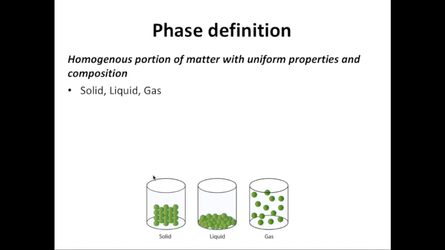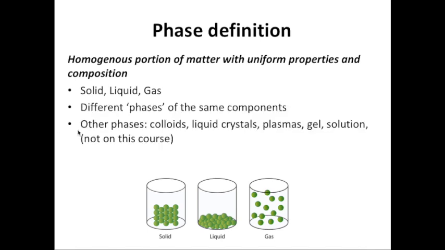So this is the picture that you're all aware of for these different phases. A gas has these component particles far apart from one another. In a liquid and a solid they're condensed. In a liquid they can kind of move over each other. In a solid they're fixed. And you're all aware of this picture. There are other phases that exist: colloids, liquid crystals, plasmas, gel solutions. They're not on this course, but we might talk about them a little bit, and they're going to be on other courses that you do during your degree.